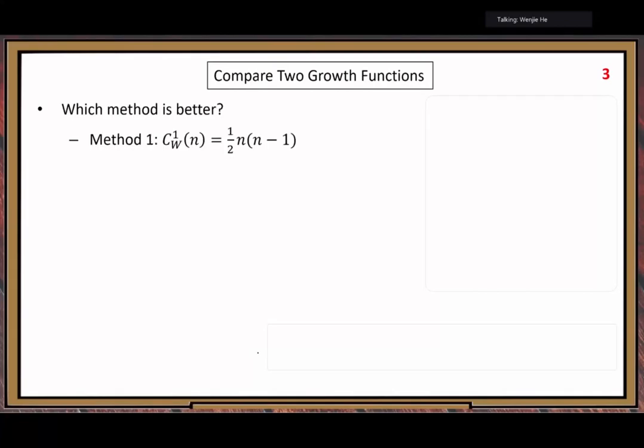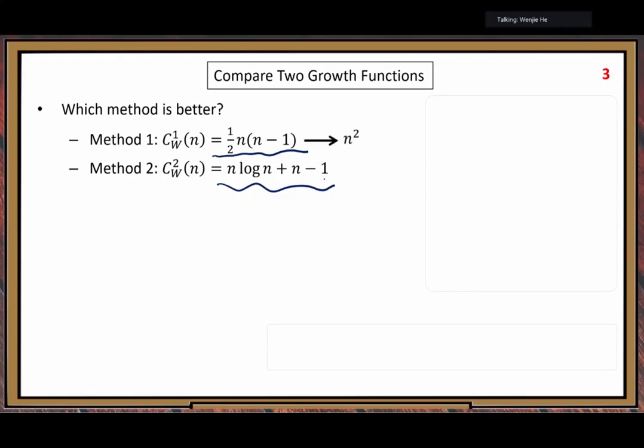So here, that's the worst case. Here I use W, the worst case version. First method, C1 function. Second method, C2 function. Now, based on our understanding from the previous slide, let's take the growth function to get their corresponding two growth functions.